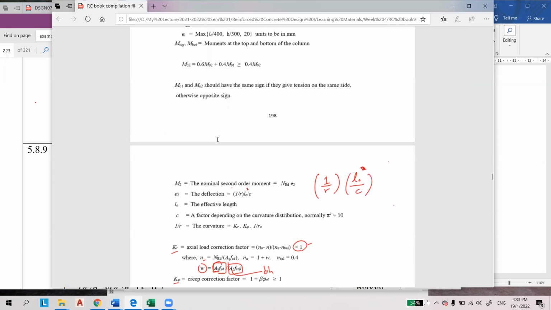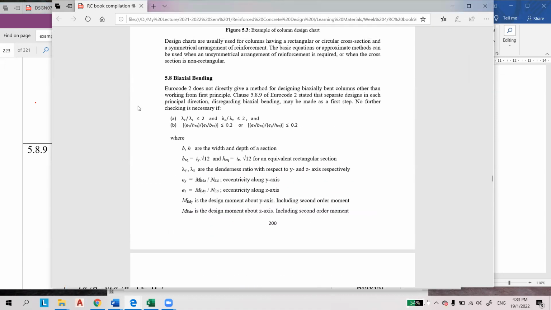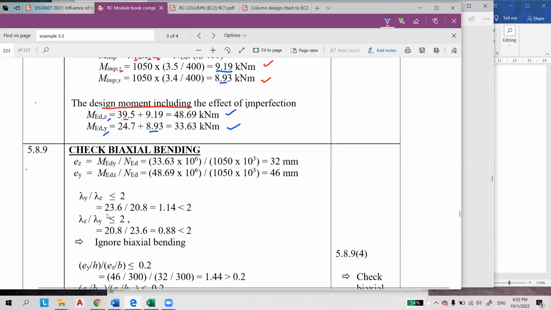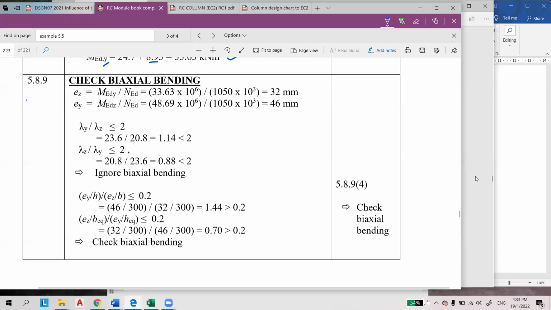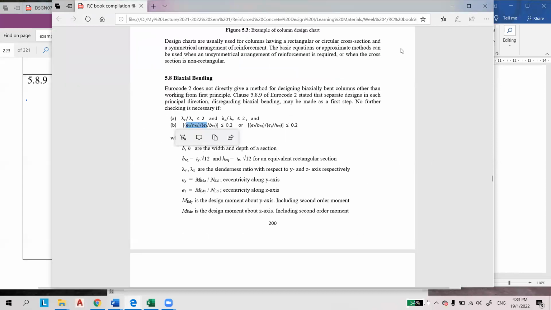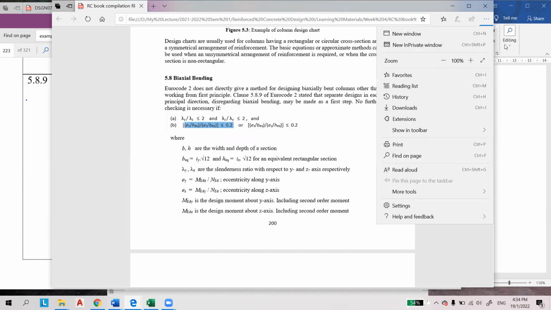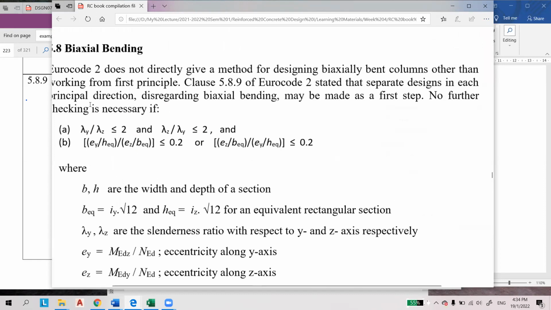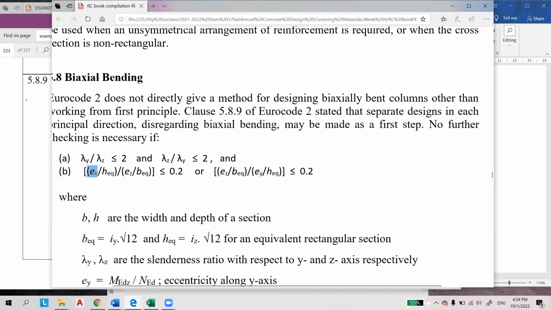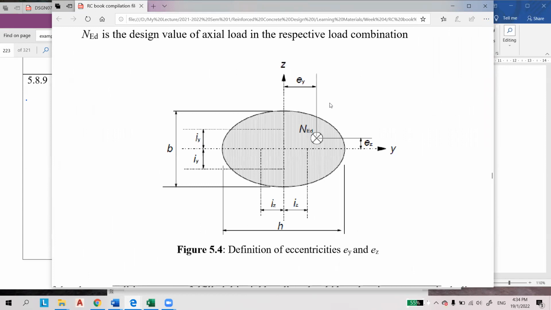Here, in biaxial bending, we must check this one, ey over h. Sorry, I don't know how to enlarge this slide. Okay, I can zoom here. Good. So we need to calculate the values of ey and ez, which are the eccentricities. This is the value of ey and this is ez.